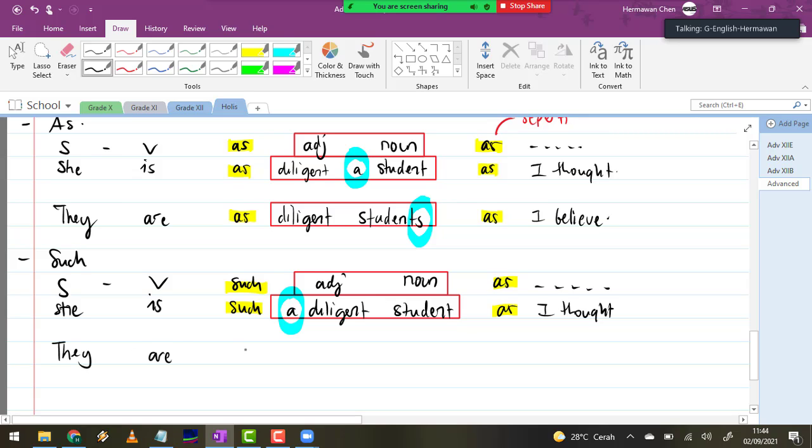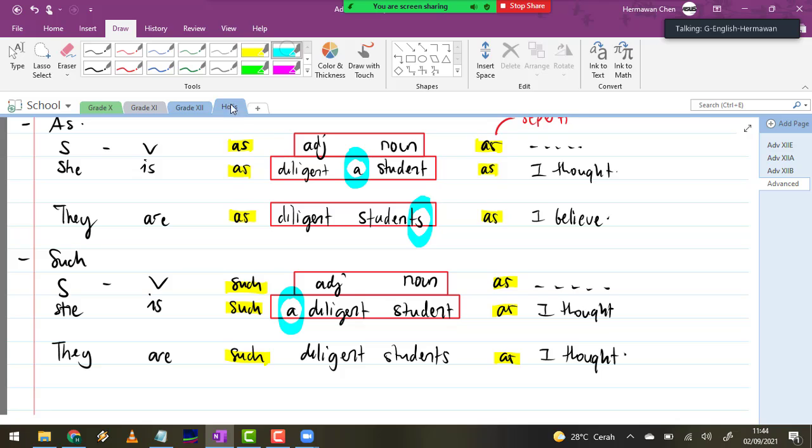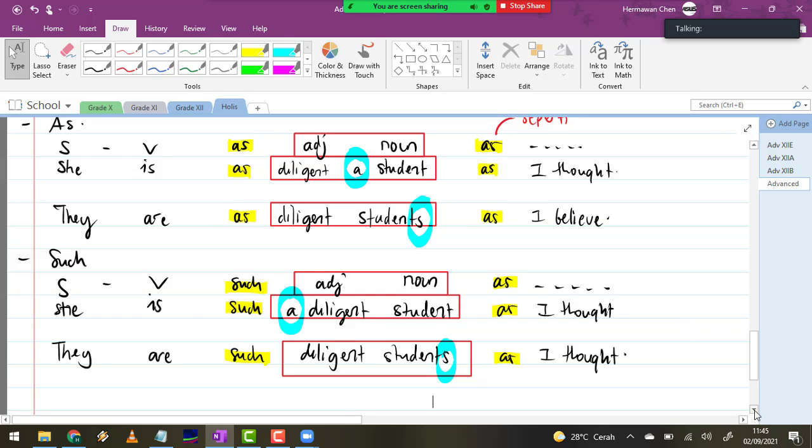They are such diligent students as I thought. Have a look. The result is the same as before, yeah? I just change "as" into "such". That's it. The meaning is the same. Seperti.